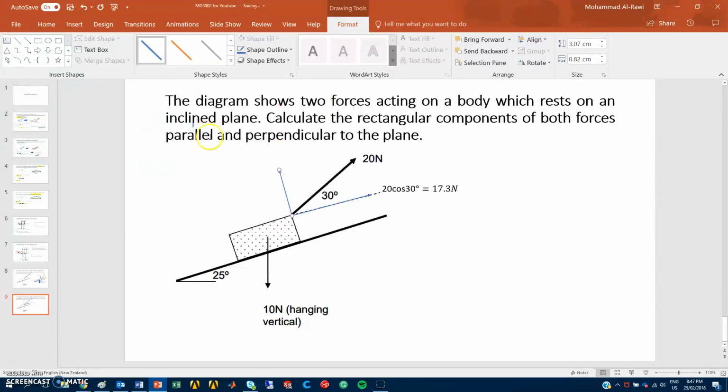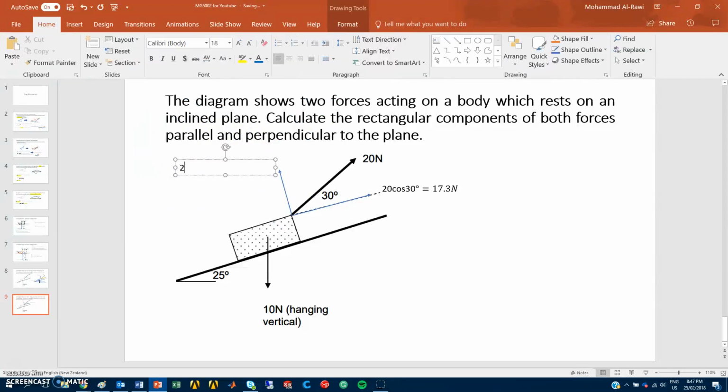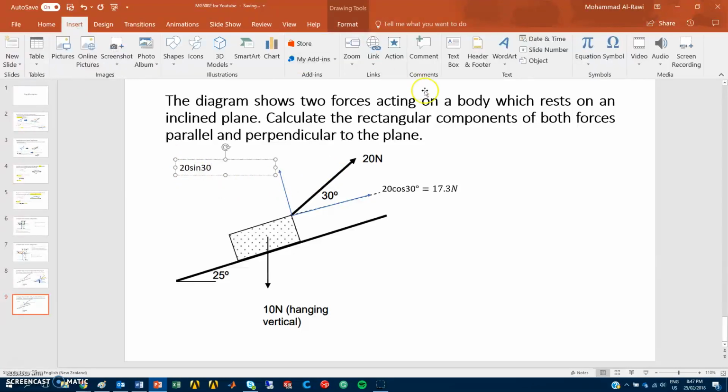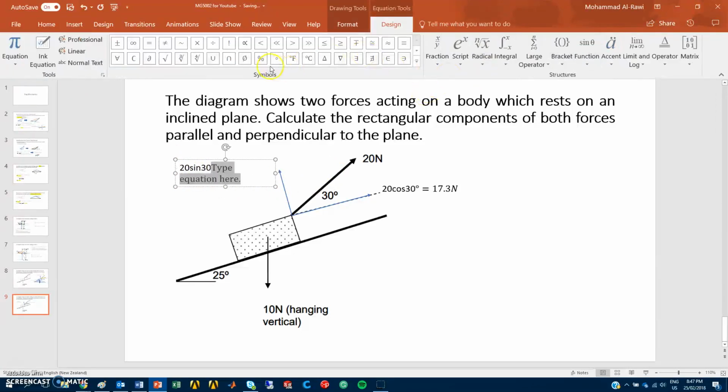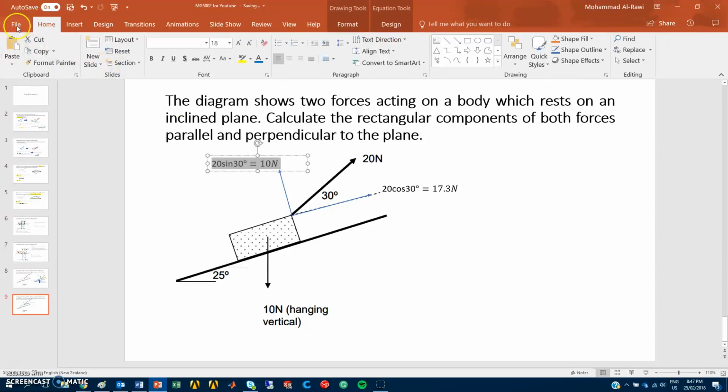I'll use again the blue. And if we try to find the value for this one, definitely it will be 20 sine, again the angle is 30. Remember, when we're going far away from the angle, I use sine. And always remember to add the angle in degrees. And if you use your calculator, you can find the answer for this one: 20 sine 30 degrees is equal to 10 newtons. So that's the answer for this part of the force. I will just highlight this one, which is good.